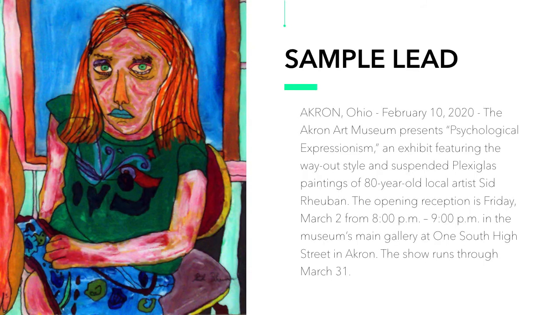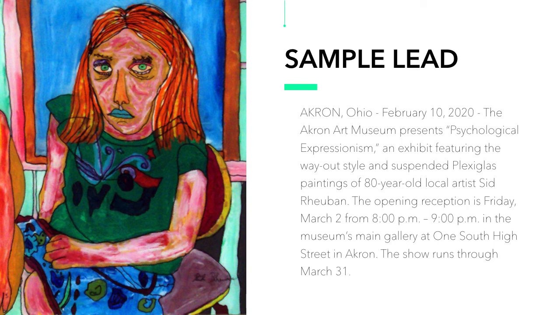So let's take a look at a sample lead. This is a lead from a story that we've made up here about an artist visiting the Akron Art Museum. So you see we've got our AP style dateline, Akron, all caps, comma, Ohio, which again, as I mentioned, is the AP style abbreviation of Ohio. It's spelled out with a capital O. February 10th, 2020. And here's our lead. Akron Art Museum presents Psychological Expressionism, an exhibit featuring the way out style and suspended plexiglass paintings of 80-year-old local artist Sid Rubin. The opening reception is Friday, March 2nd from 8 o'clock p.m. to 9 o'clock p.m. in the museum's main gallery at 1 South High Street in Akron. The show runs through March 31st.